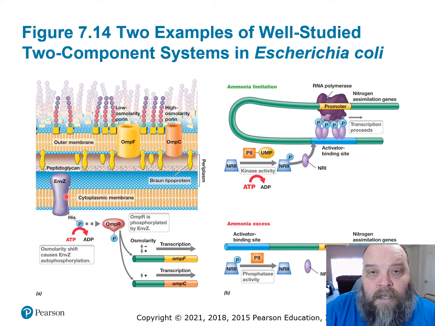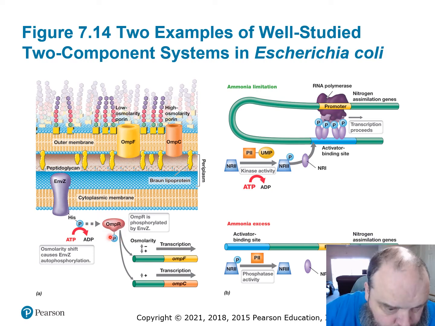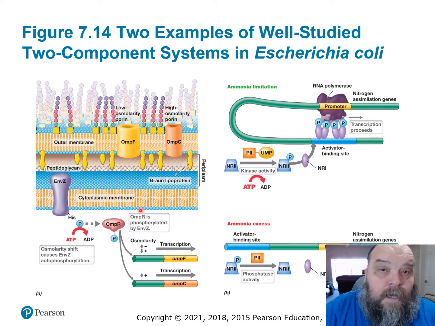Changes in osmolarity, changes in osmotic pressure, cause autophosphorylation, ultimately leading to the phosphorylation of OMP-R. Sorry, I don't have my glasses on. OMP-R acts as both a repressor and an activator. Osmolarity high: boom, transcription of OMP-C. Low osmolarity: transcription of OMP-F.